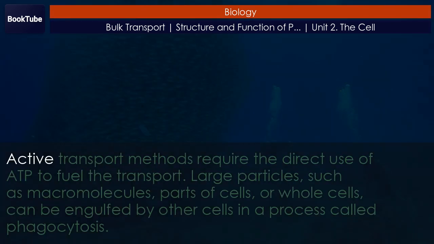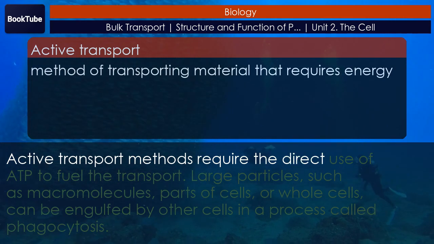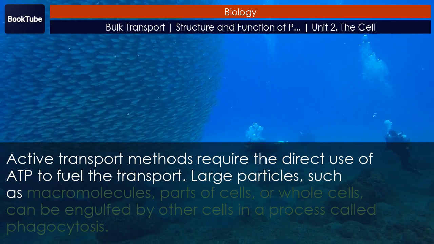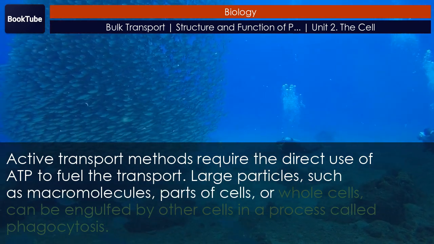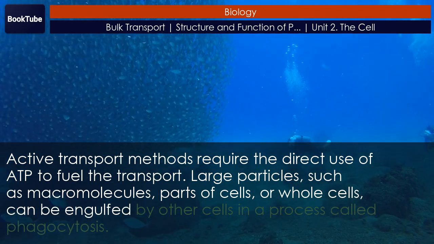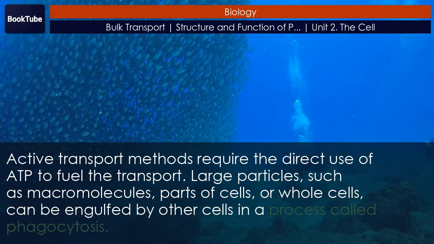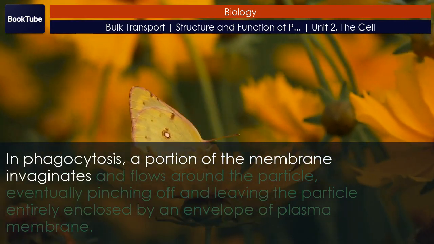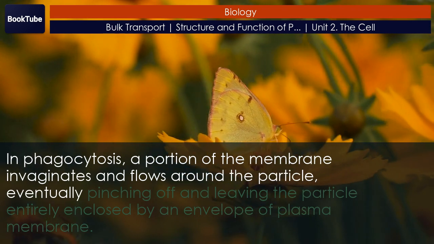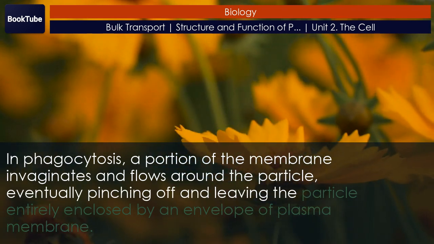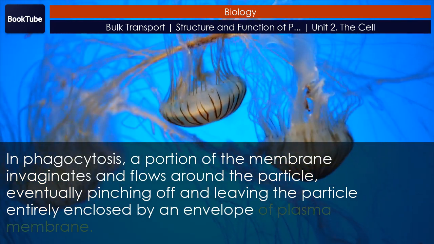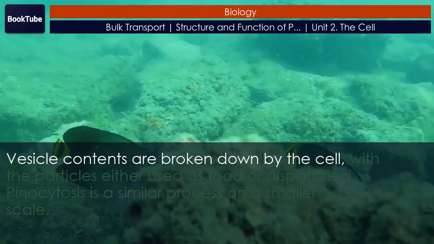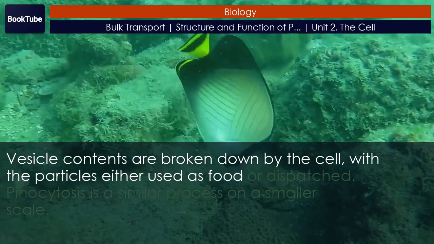Section summary. Active transport methods require the direct use of ATP to fuel the transport. Large particles, such as macromolecules, parts of cells, or whole cells, can be engulfed by other cells in a process called phagocytosis. In phagocytosis, a portion of the membrane invaginates and flows around the particle, eventually pinching off and leaving the particle entirely enclosed by an envelope of plasma membrane. Vesicle contents are broken down by the cell, with the particles either used as food or dispatched.